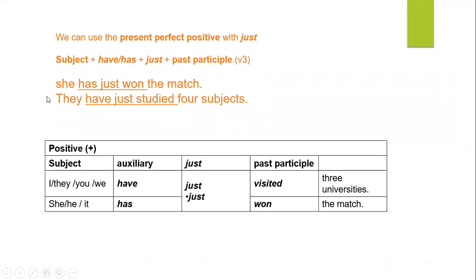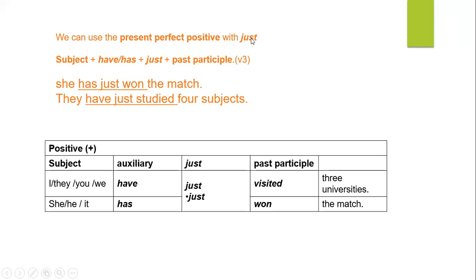Look here. Let's take a quick look at present perfect and do a checkup. The sentence consists of subject plus have or has. If the subject is plural we use have. If the subject is singular we use has, plus just. We use just for a positive sentence, plus past participle. What is the meaning of past participle? Past participle equals verb 3.